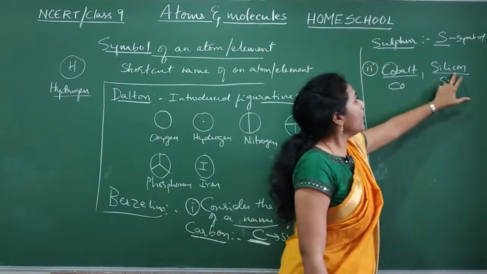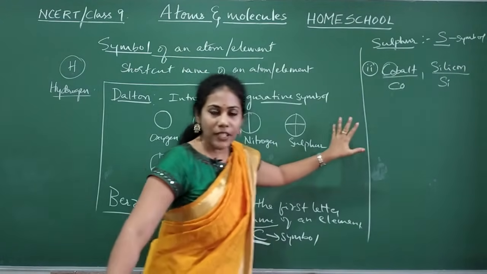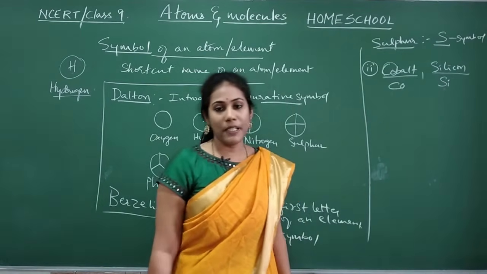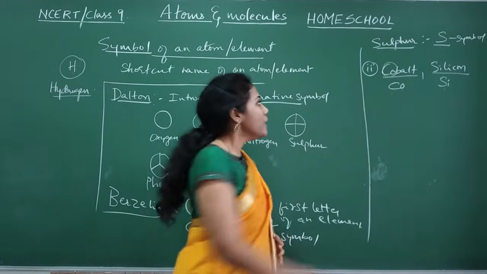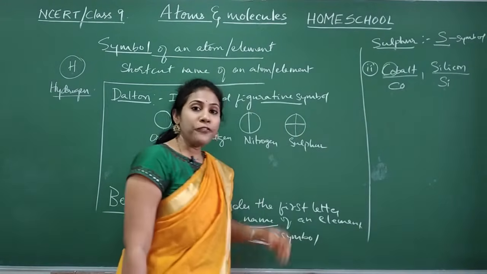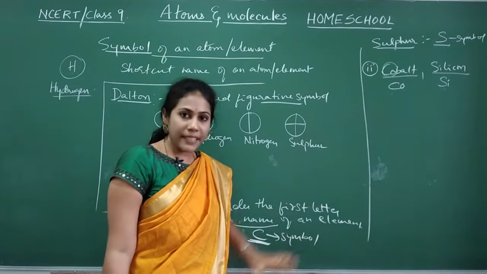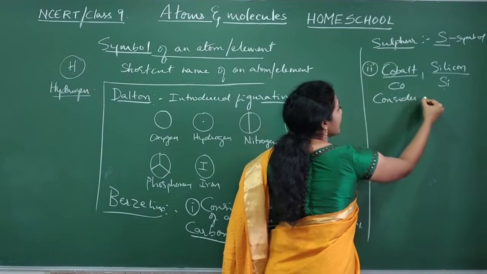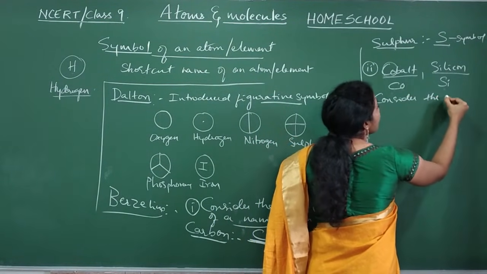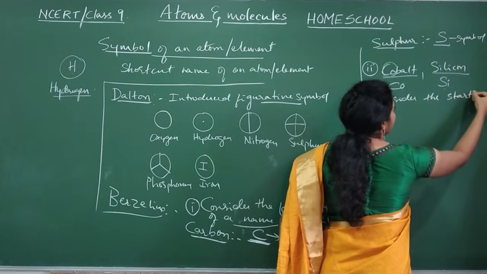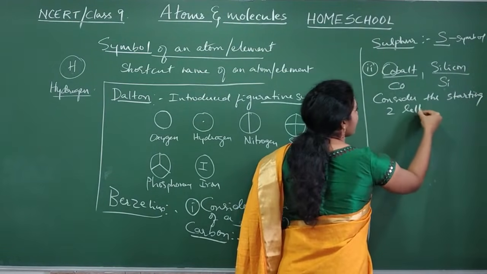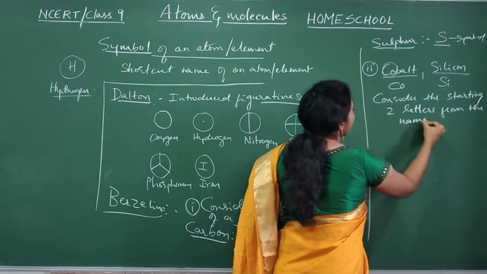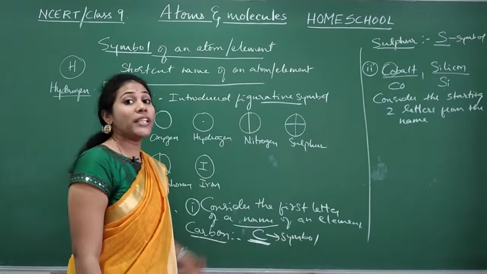And see, S was already given for sulfur, so for silicon consider the starting two letters. So here we considered Si as the symbol. So the second point was this: if the letters were already used for some other elements as a symbol, then you have to consider the starting two letters from the name. Okay, so this was the second point you can follow to give a symbol.